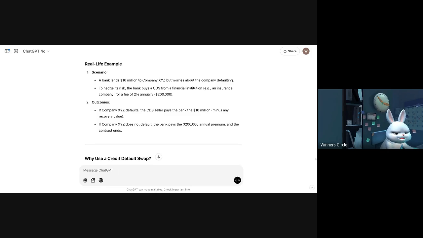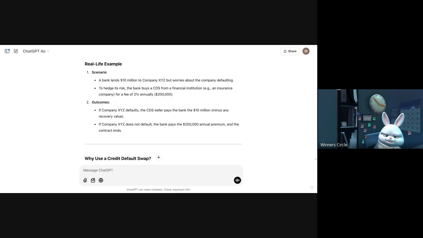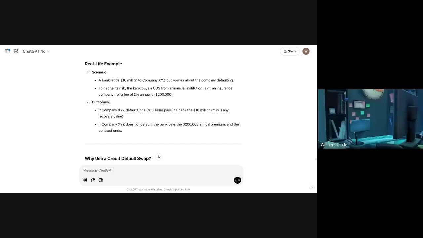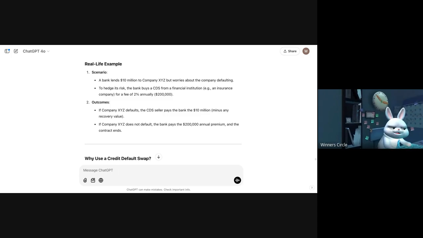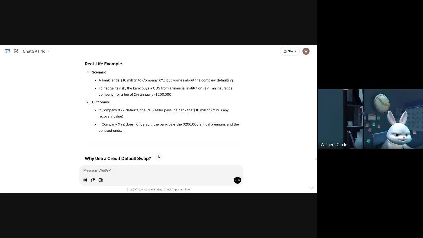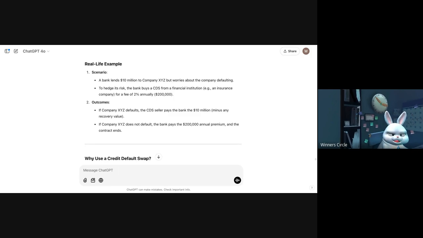To hedge its risk, the bank buys a CDS from a financial institution. So banks buy collateral debt securities. They do it all the time. That's what banking is. It's buying and transferring collateral debt securities. I've got a video where I'm going to prove to you that everybody who's talking about gold and silver doesn't have a clue what they're saying. And I'm not doing this to just undermine stuff. People have to learn the truth. You have to. Okay, from a financial institution, e.g., an insurance company, for a fee of 2% annually.